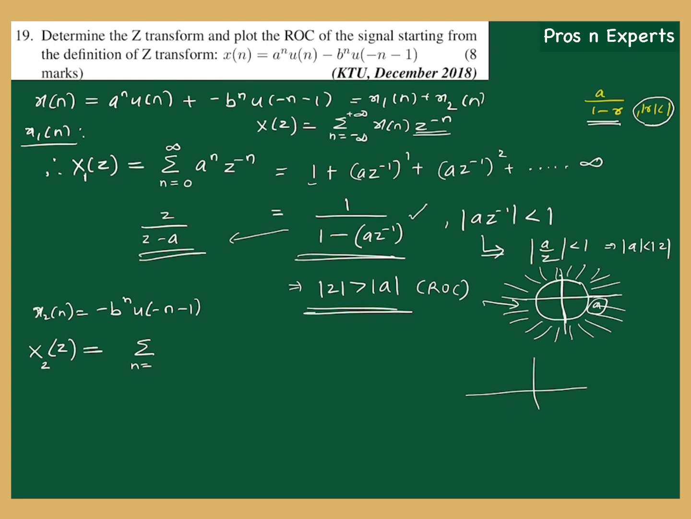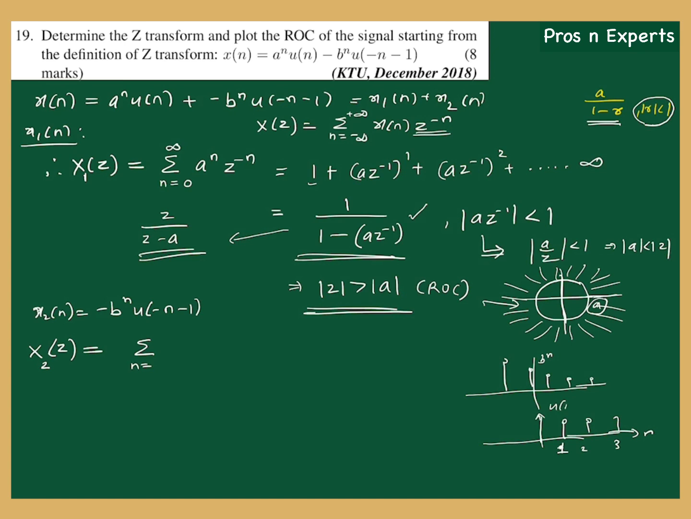Okay, I can draw this as b raised to n. And what is u of minus n minus 1? u of n is this signal, right? u of n minus 1 means we are shifting the signal 1 unit to the right. So the signal starts only at n equal to 1, 2, 3. So this is n.